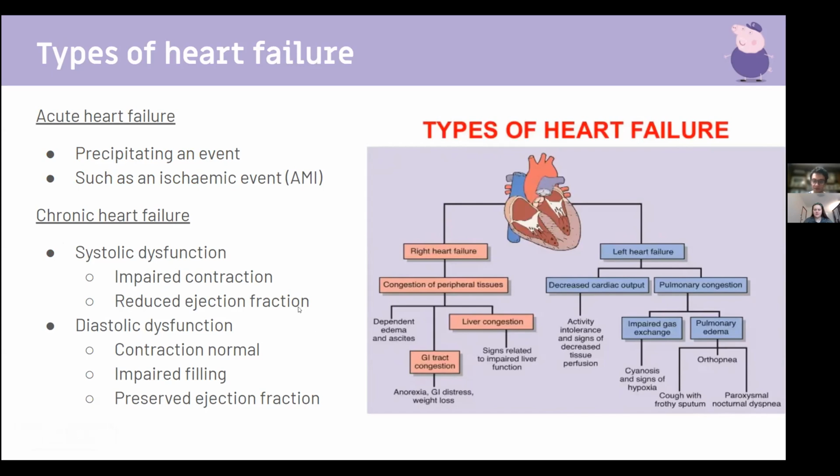In other words, the amount of blood being ejected is reduced due to an inability to contract, whereas diastolic dysfunction is when your contraction is completely normal, sometimes even increased, but you have impaired filling. And so you have the same ejection fraction, but the filling is reduced.